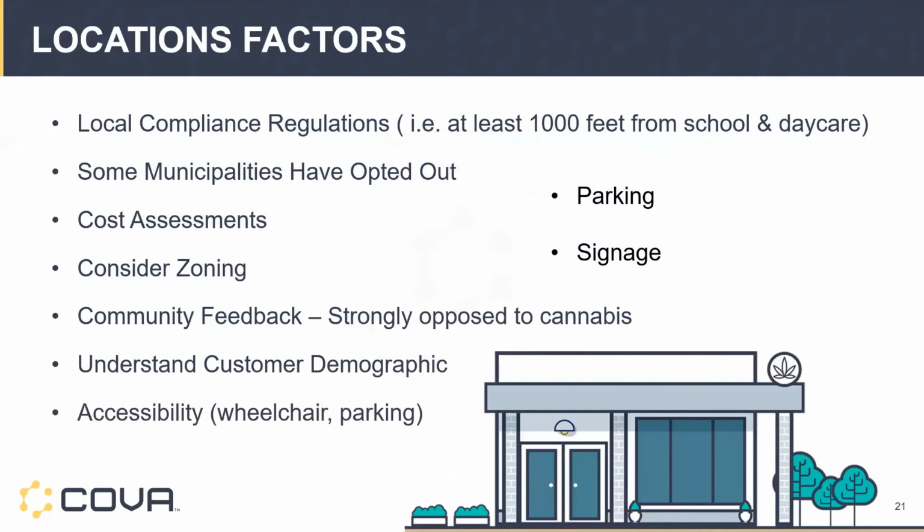Real quickly, there's so many considerations about location. Usually in the US, you need to be 1,000 feet from a school, a daycare, a park, stuff like that. You got to know what the rules are. Don't ever secure any real estate without knowing in advance what your local municipality is dictating.